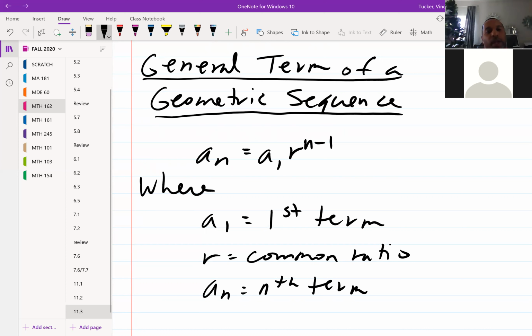Here we have the general term of a geometric sequence: a sub n is equal to a sub 1 times r to the n minus 1 power. The n minus 1 is an exponent. a sub 1 is your first term as normal, a sub n is your nth term, and r is the common ratio that we discussed.